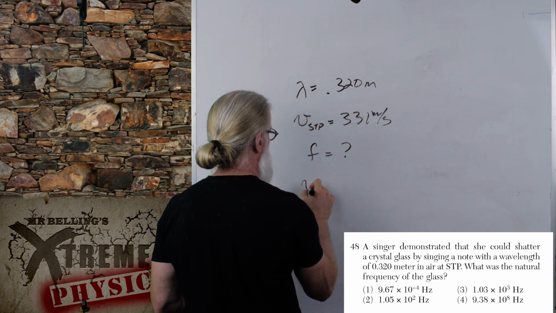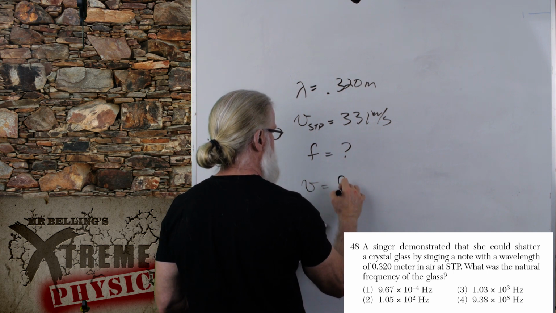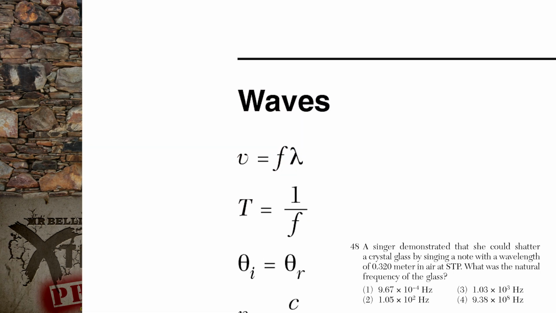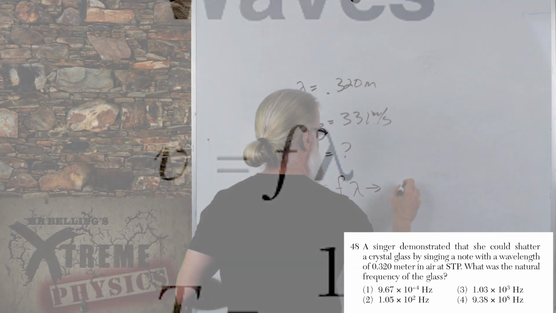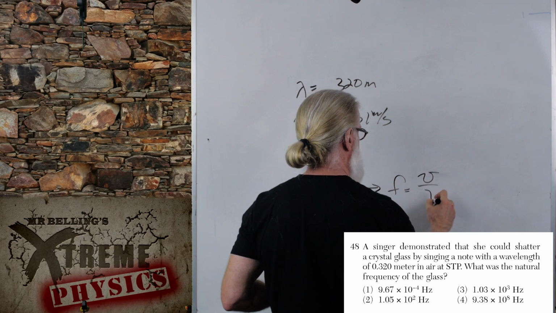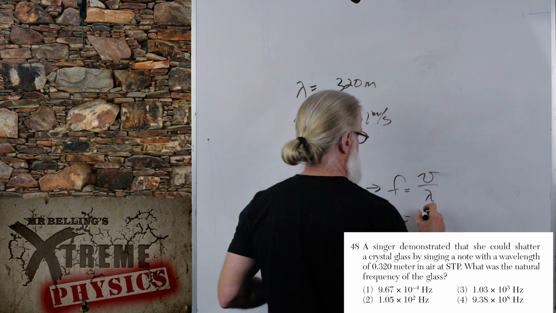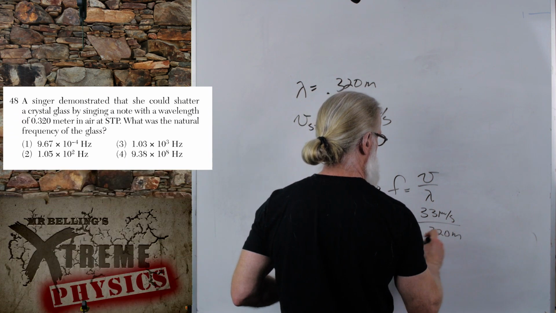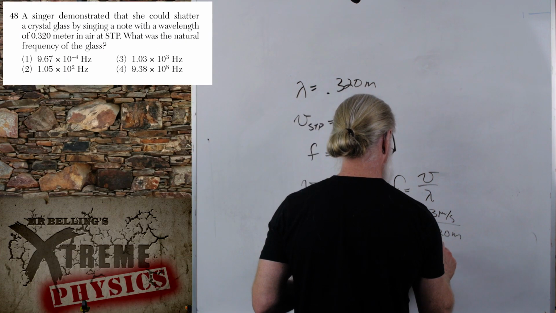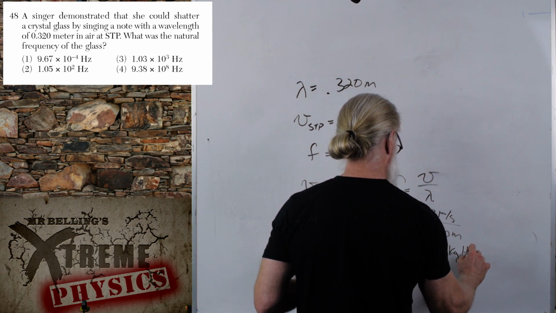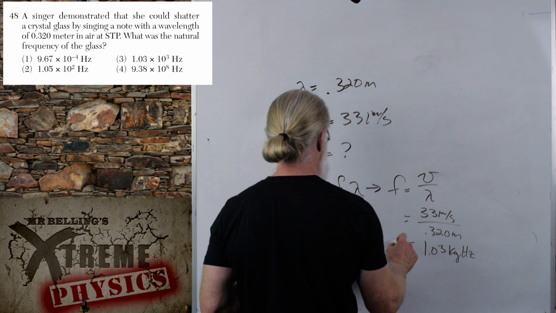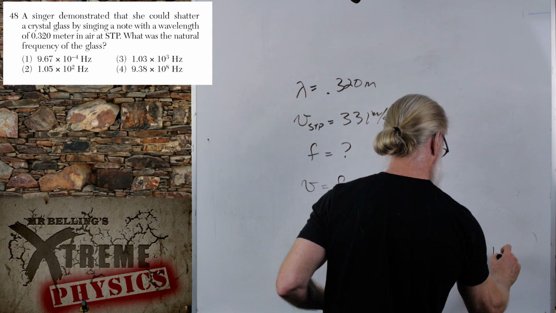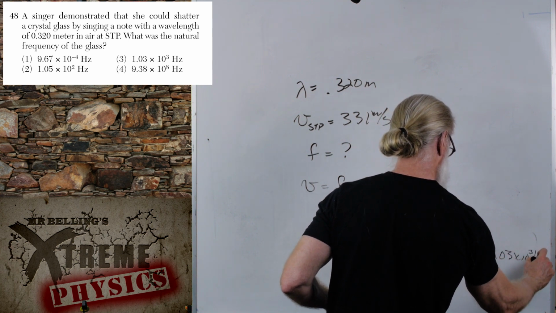So the standard relationship: speed equals frequency times wavelength. Hopefully you're good at that. It's on your reference table. So let's solve for frequency. Frequency equals speed divided by wavelength, equals 331 meters per second divided by the wavelength, which is 0.320 meters. We have 1.03 kilohertz. So that is choice 3, which they wrote as 1.03 times 10 to the 3 hertz.